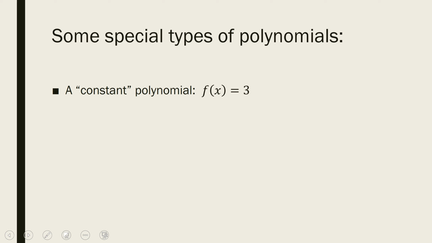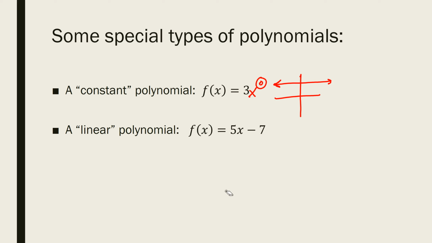F of x equals 3. If you remember, that is just a straight horizontal line. And even though it's a line, technically it does count as a polynomial because this is just the constant term. It has that x to the 0 I keep mentioning, which is a whole number exponent, so it's a polynomial. Next, we have a linear polynomial.